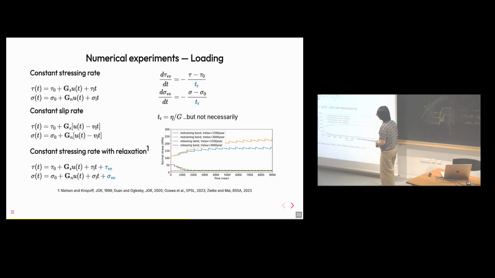And you could see the effect if you add this term. So this is the stress accumulated at the restraining bend. But if you add a relaxation, you could reach a long-term steady state, after a lot of cycles. And this is also not new. A lot of papers have done this using this kind of simple relaxation.